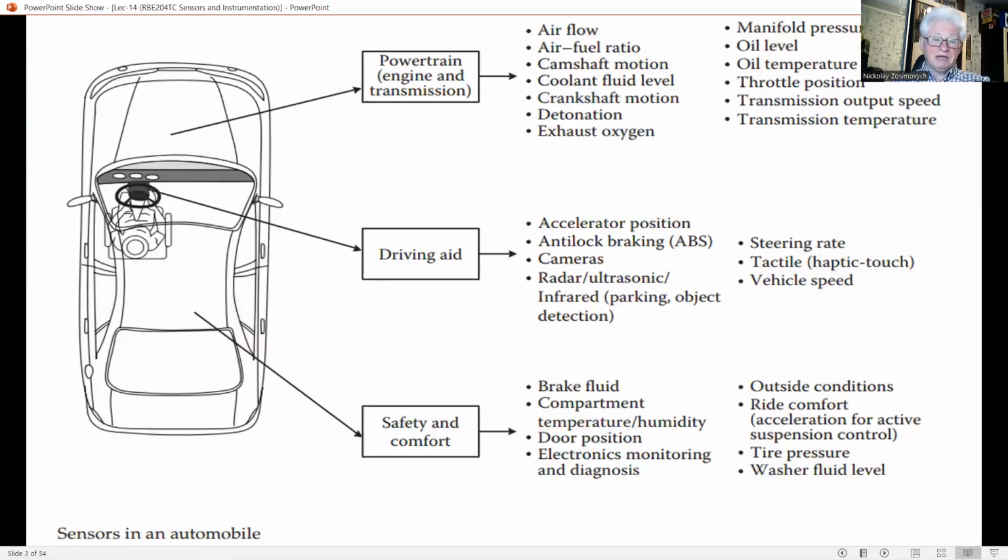A common application of sensors is in automobiles, where a vast variety of sensors are used in the powertrain, driving assistance, safety, and comfort, and so on, as presented in this slide. Some examples of commercially available sensors are given here.